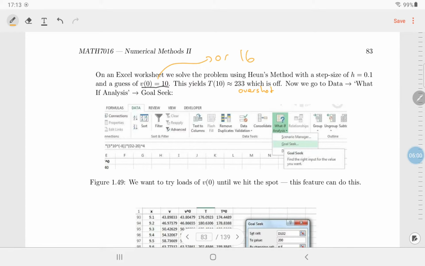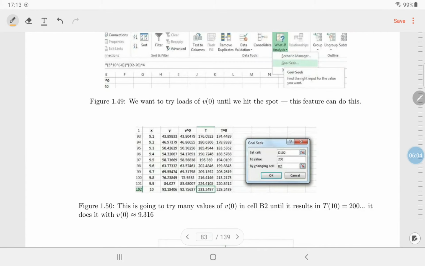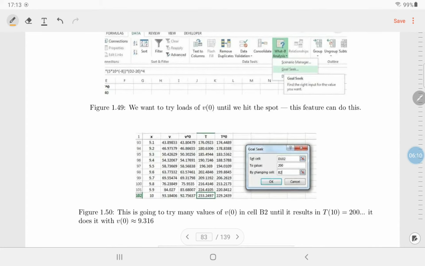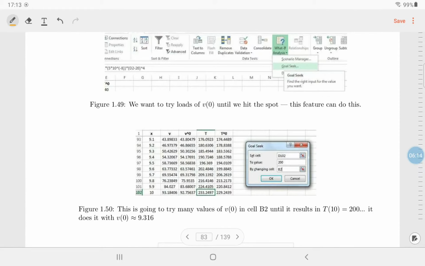So what we do is we go to Data, What-If Analysis, Goal Seek. You would have seen this before. And what we're going to do is change the initial value of V0, which isn't coming up here, but it'd be in row 2. It would be this value here. So this was initially 10, and this would be in column B, row 2.